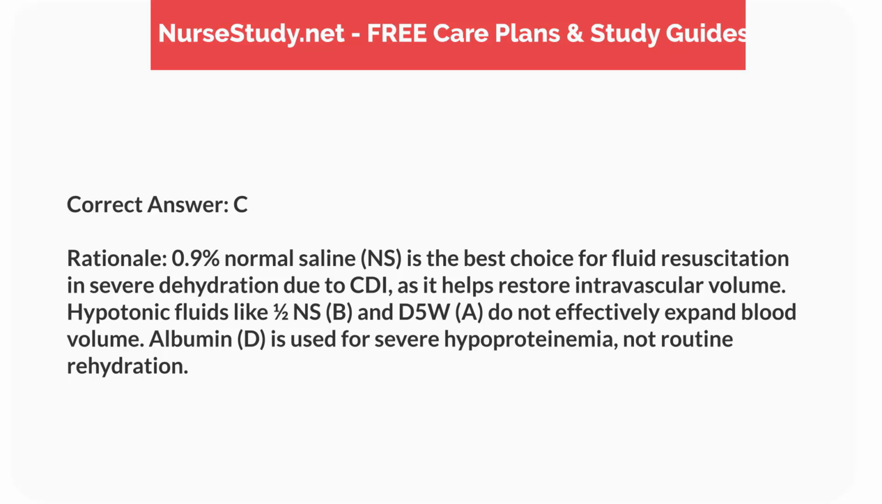Rationale: 0.9% normal saline, NS, is the best choice for fluid resuscitation in severe dehydration due to CDI, as it helps restore intravascular volume. Hypotonic fluids like 1/2 NS, B, and D5W, A, do not effectively expand blood volume. Albumin, D, is used for severe hypoproteinemia, not routine rehydration.